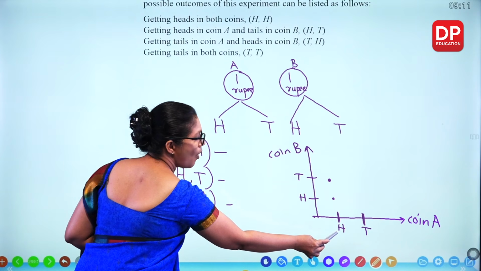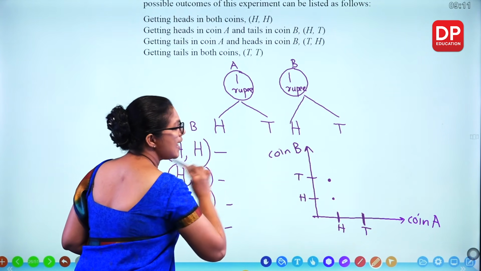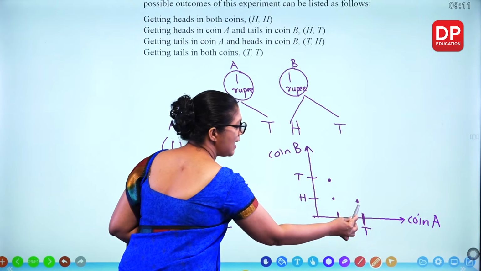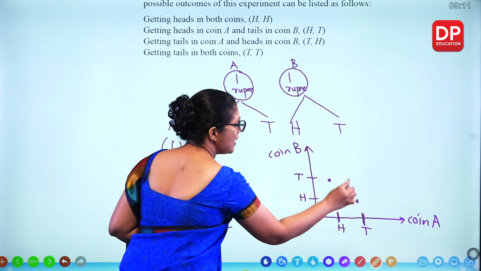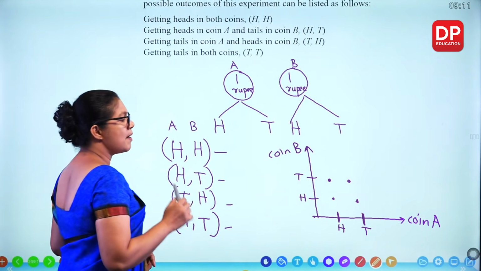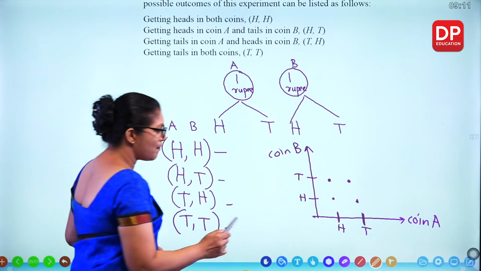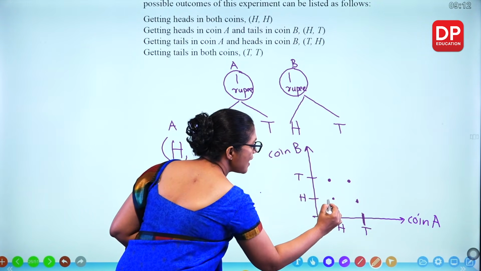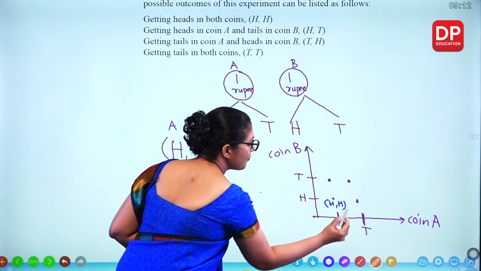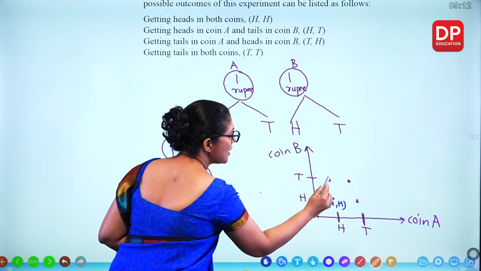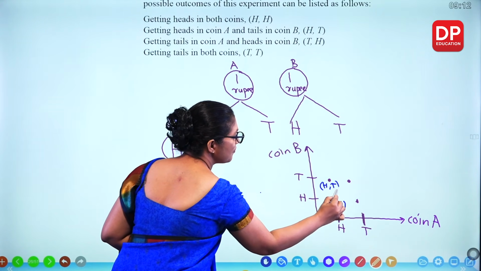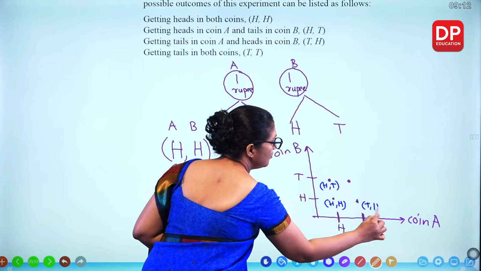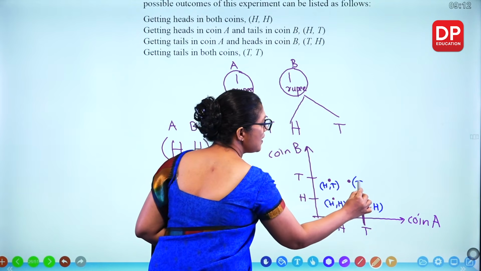Head in coin A with tail in coin B. This one, tail in coin A with head in coin B. This possibility is both tails. So if I want to label this one, I can write this one is HH. This one is H with T. This one is T with H. This one is T with T.